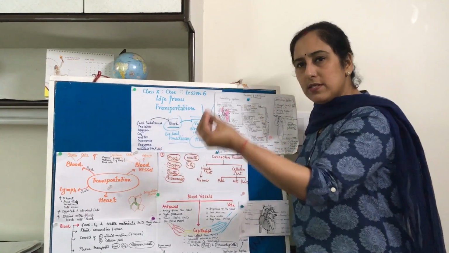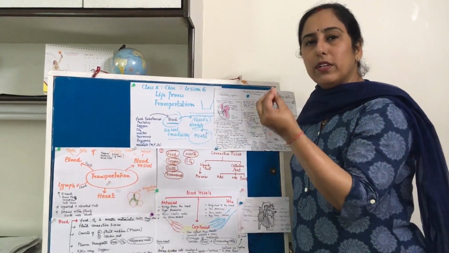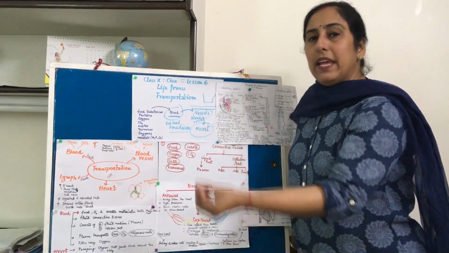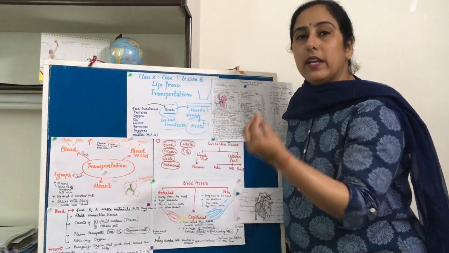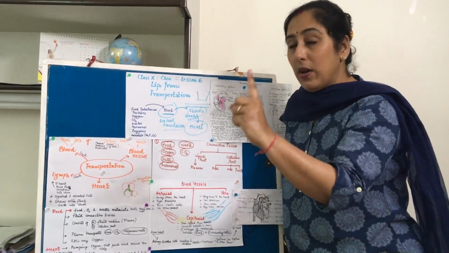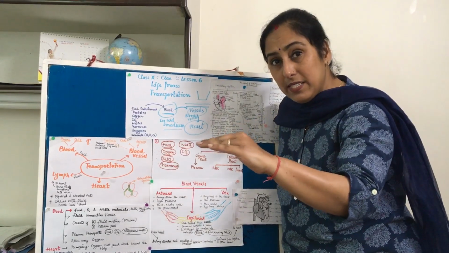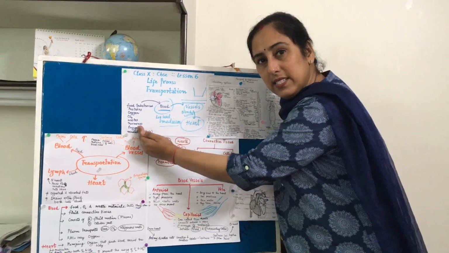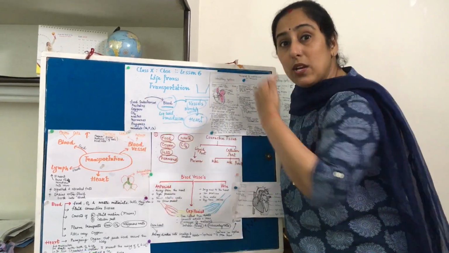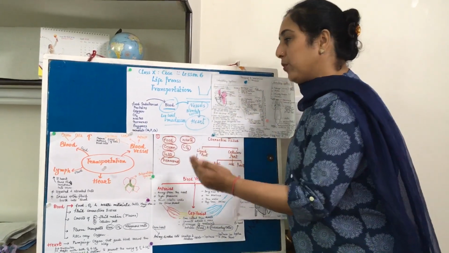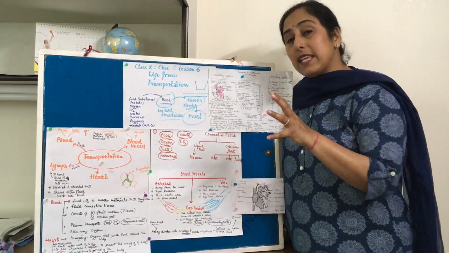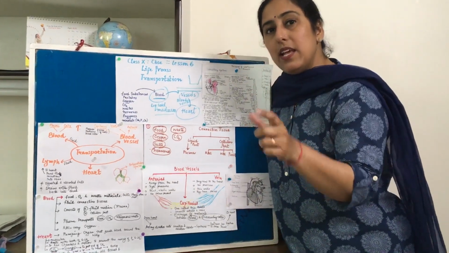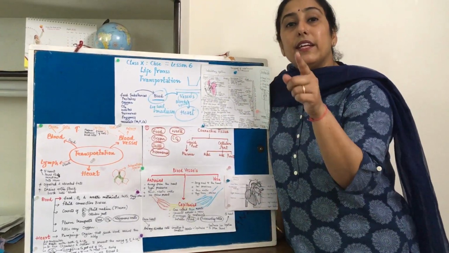So blood, first thing, is the major part of the transportation system. It is the liquid connective tissue. First thing that you have to understand, it is a medium in which all these things will travel, be delivered and be circulated. And number two, you have to remember, a lot of cells are there, so it is called the connective tissue.